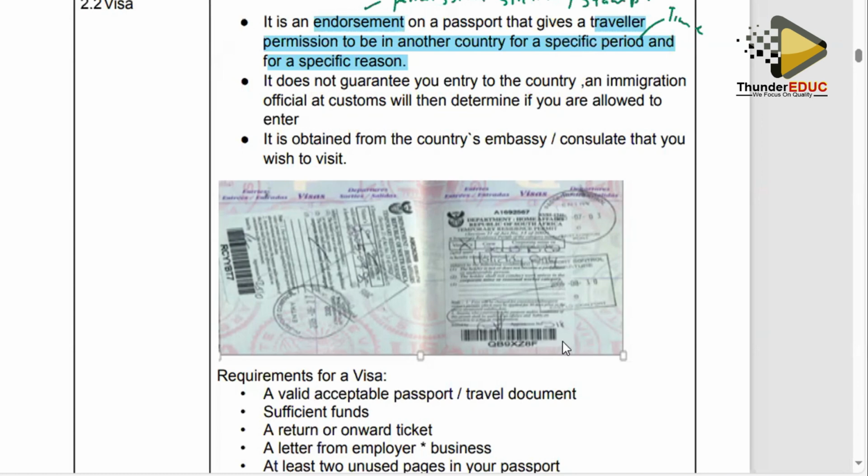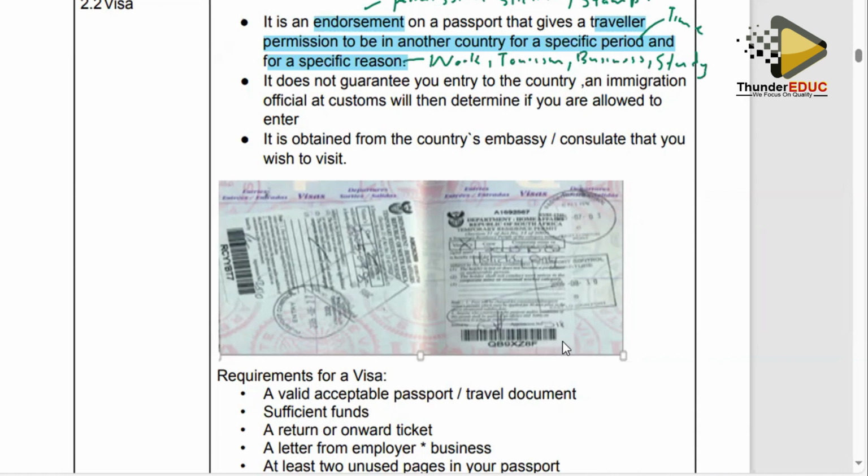Then it also states the specific reason. The reason can be for work. You can be in another country for work, for tourism, or you can be there for business, or any other reasons, or you can be there for study. So there are different types of visas: work, tourism, business, or study visas.